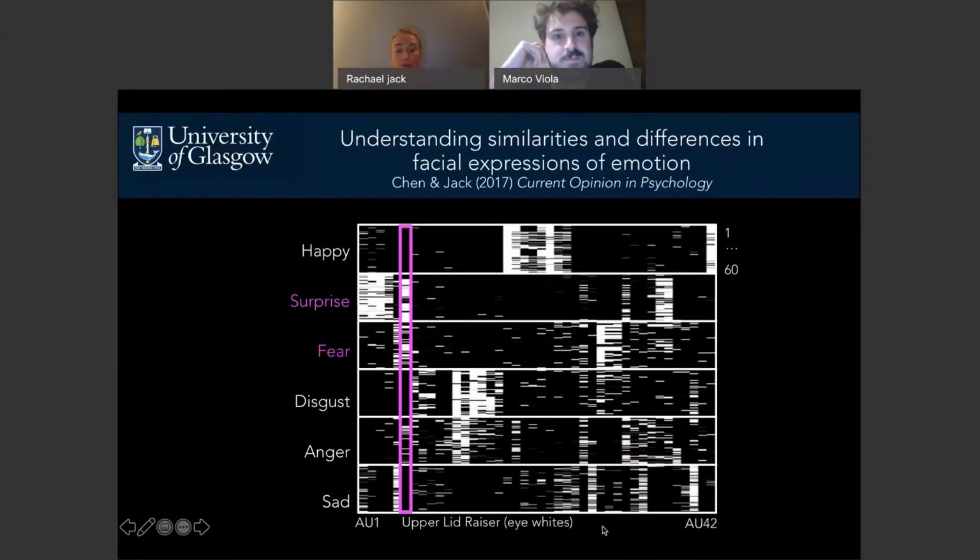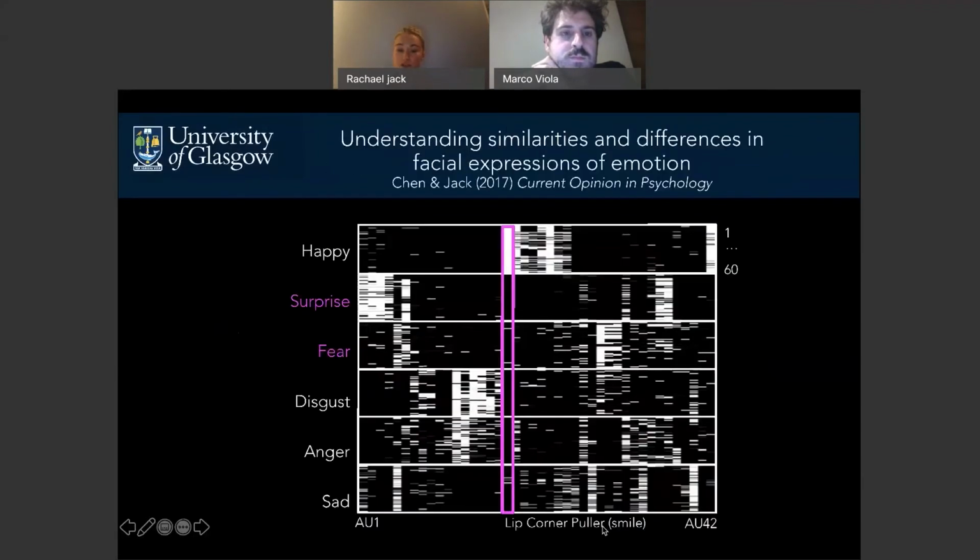Similarly, if we move to brow lowerer, which is the frown, basically, we can see that this is not shared across fear and surprise, but it is shared across, say, fear and sad. You can see that there's more white in fear and more in sad here. So here we can really understand the sort of latent expressive patterns across emotion categories, but equally across cultures. We can use the same formal approach. Oh yes, this is just in contrast. The lip corner puller, which is the smile, at least within these 6 categories, is almost exclusively associated with happy.